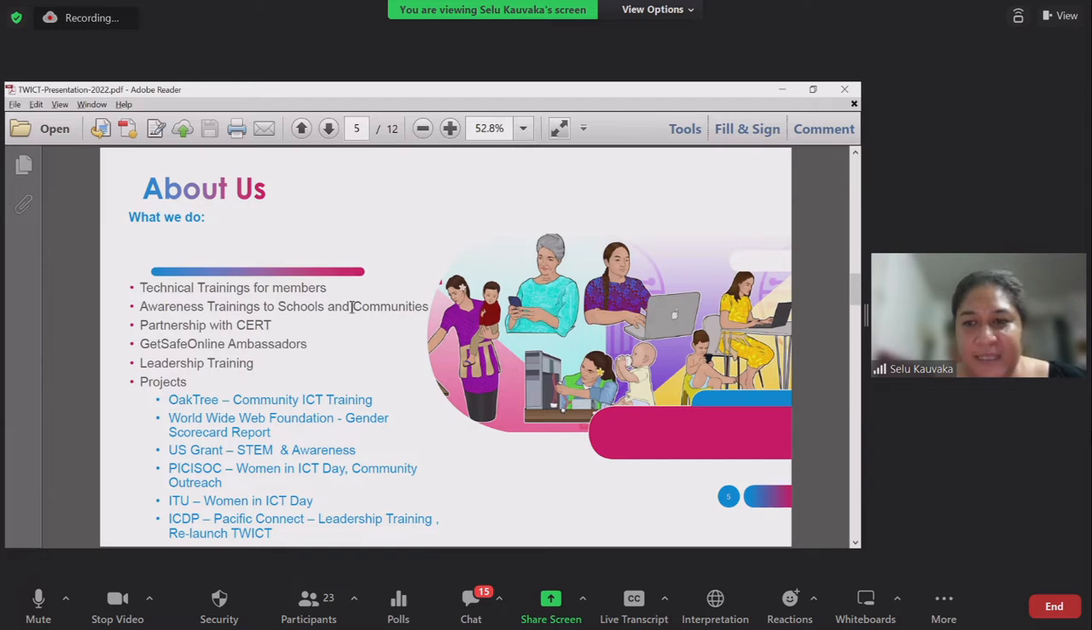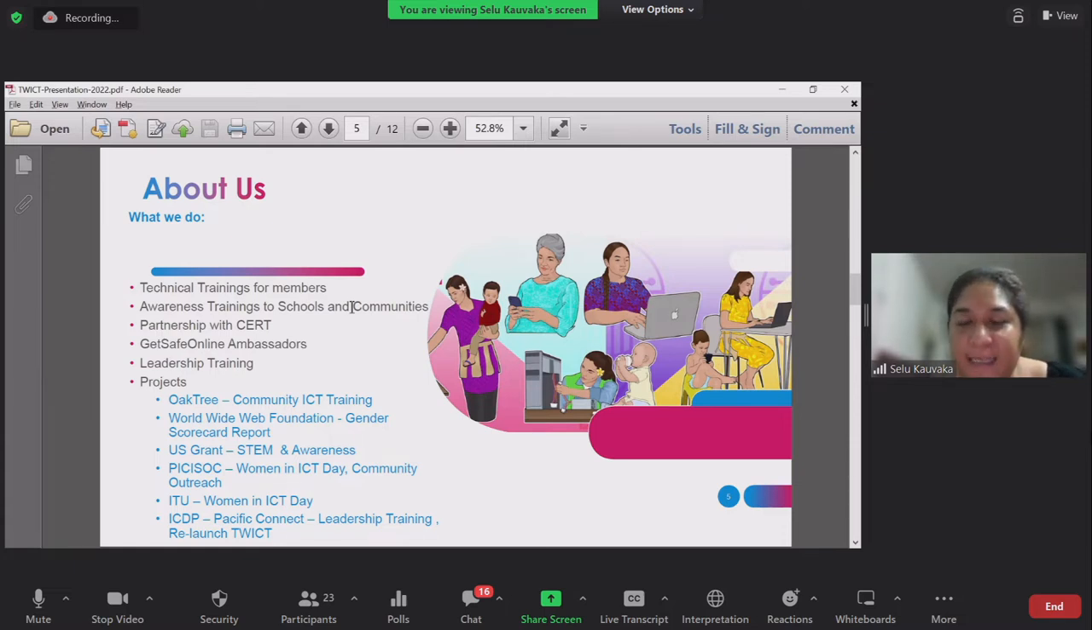A few of the things that we currently are involved in, we join multi-stakeholders from around the region and internationally, conducting and providing technical training for not just the TWICT members, but also for the community and whoever is interested. As mentioned by Leticia, we have for the first time done an awareness training, a community outreach to all the schools here on the main island in Tongatapu.